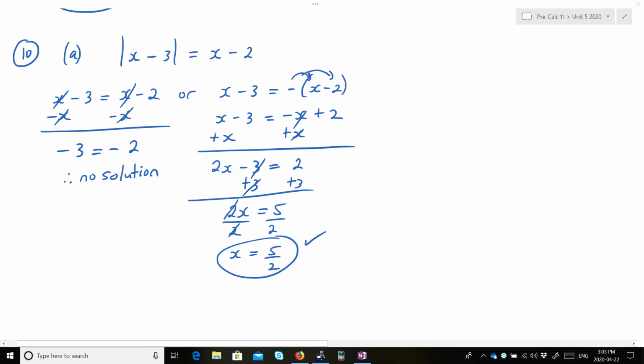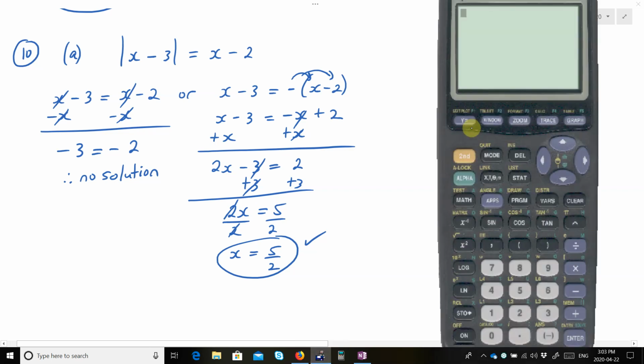Okay guys, also in number 10, we are supposed to illustrate each solution with a graph that explains the results. So I'll just try to do a quick graph here. We need the absolute value of x minus 3. That function, where is that equal to this other function of x minus 2?